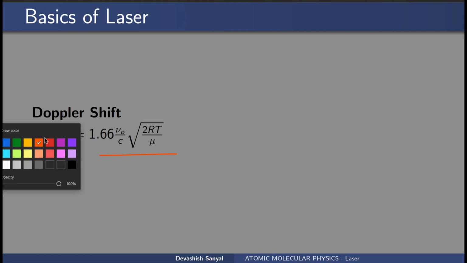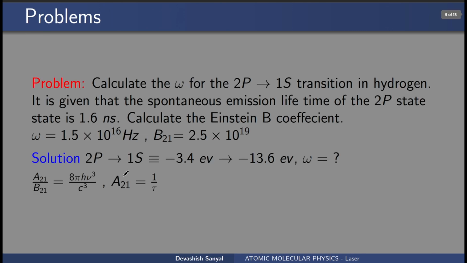Let us change the color to blue. So we'll do a problem. Calculate the omega for the transition 2p to 1s in hydrogen. It is given that the spontaneous emission lifetime of the 2p state is 1.6 nanosecond. Calculate the B coefficient. So the answer is omega is 1.5 into 10 to the 16 hertz and B21 is 2.5 into 10 to the power 19. This is per second.